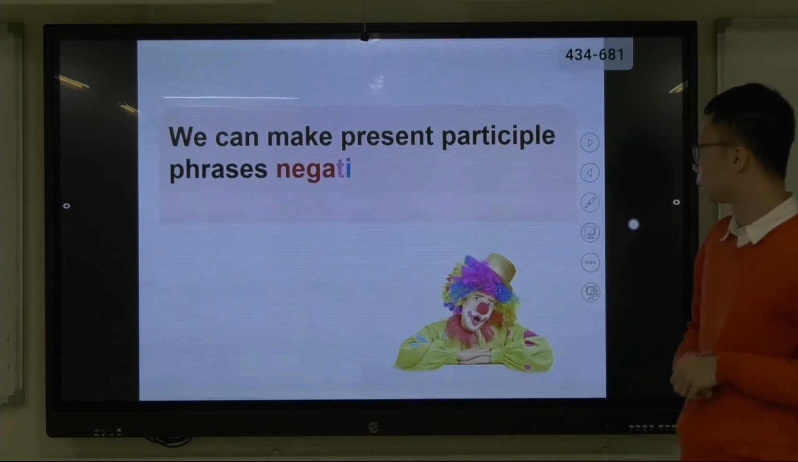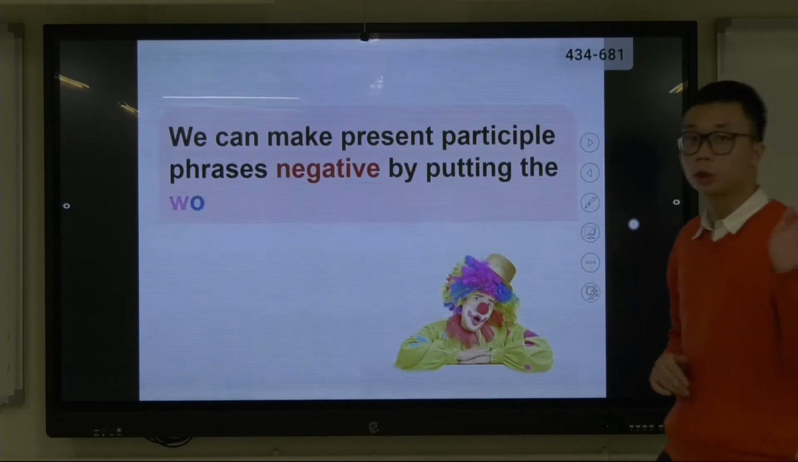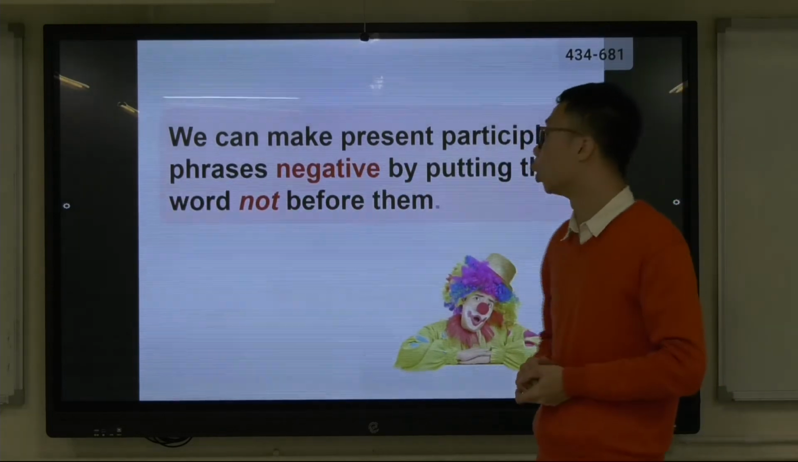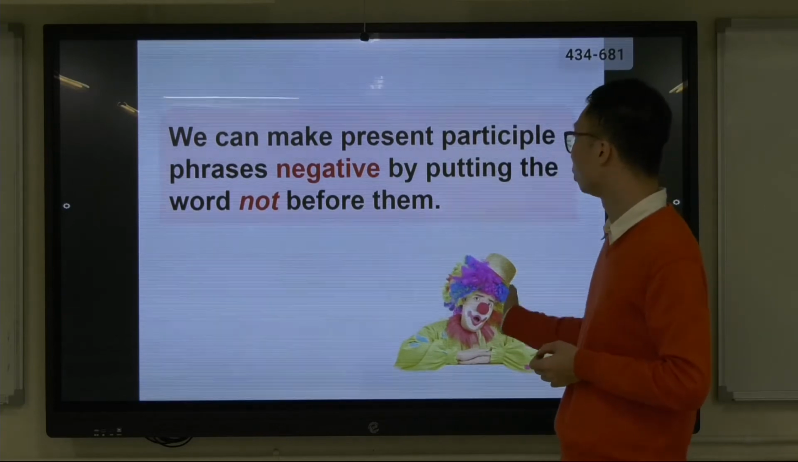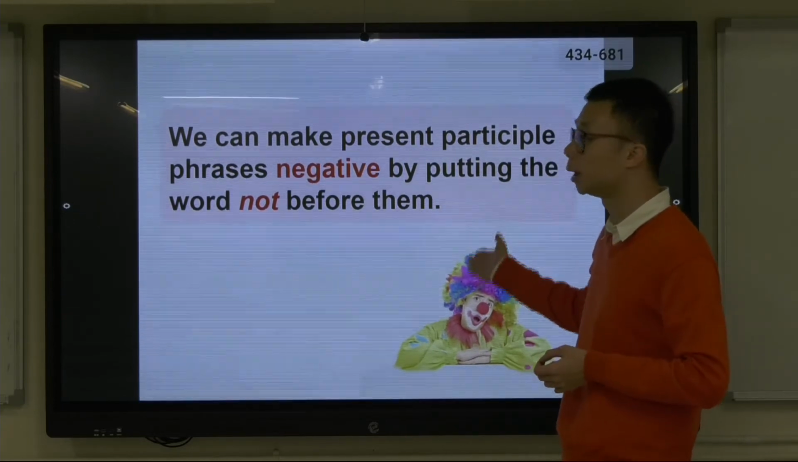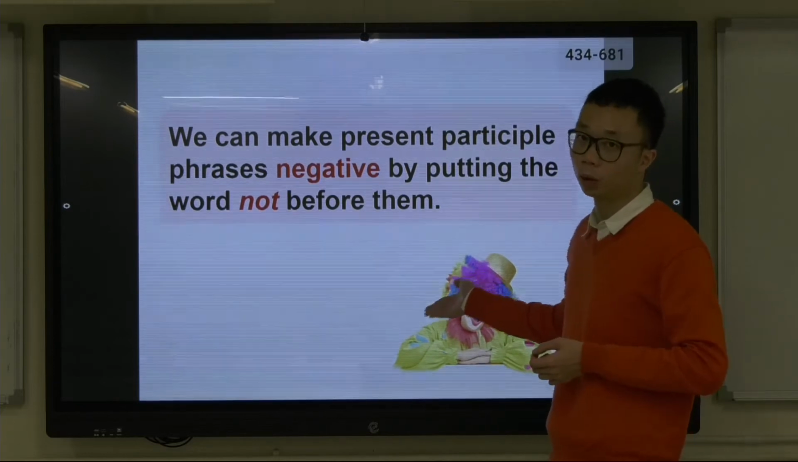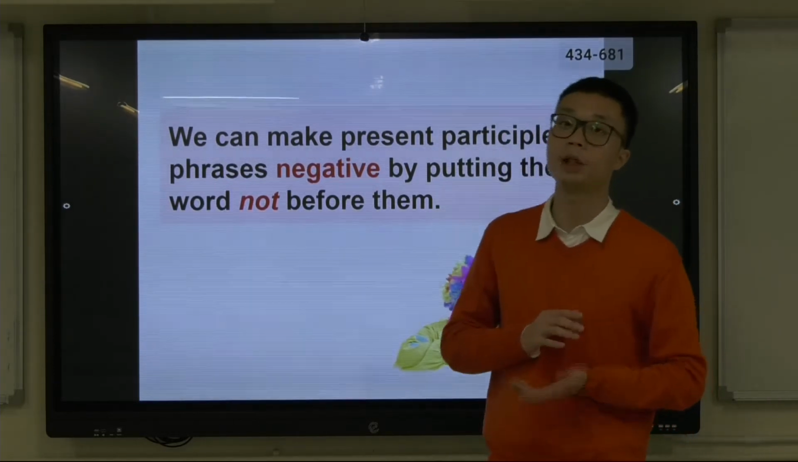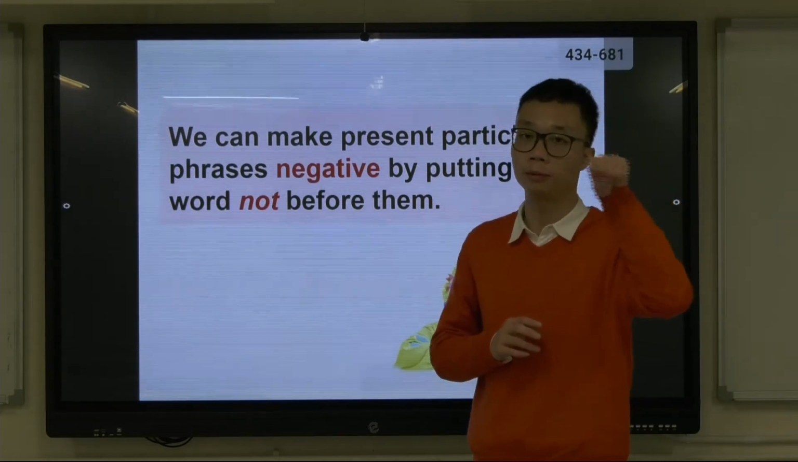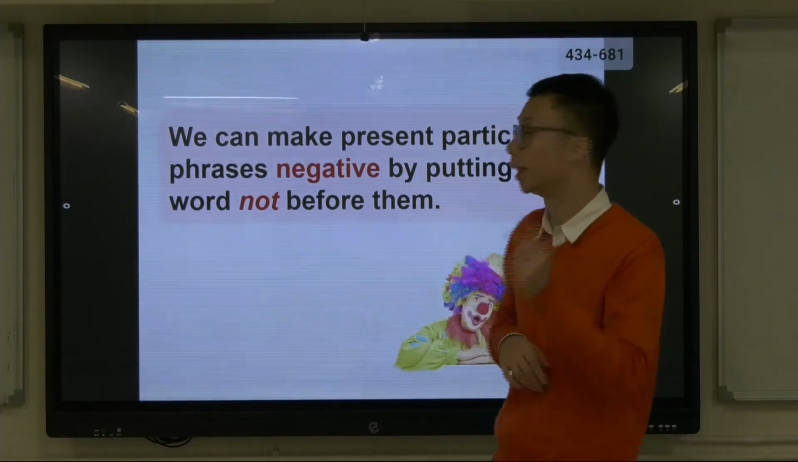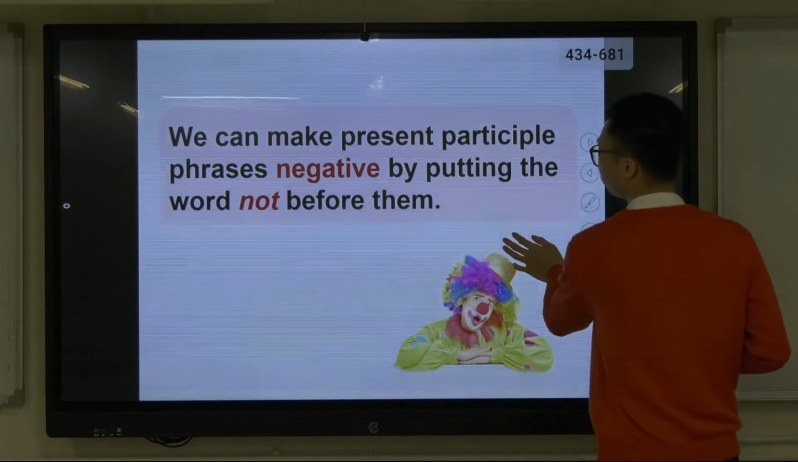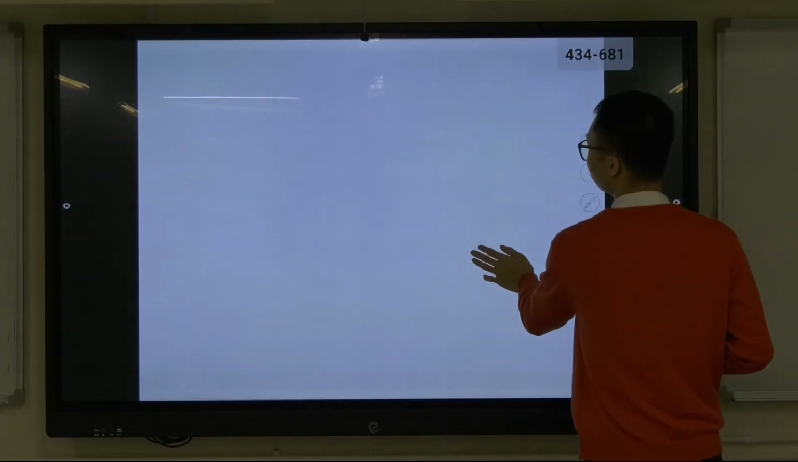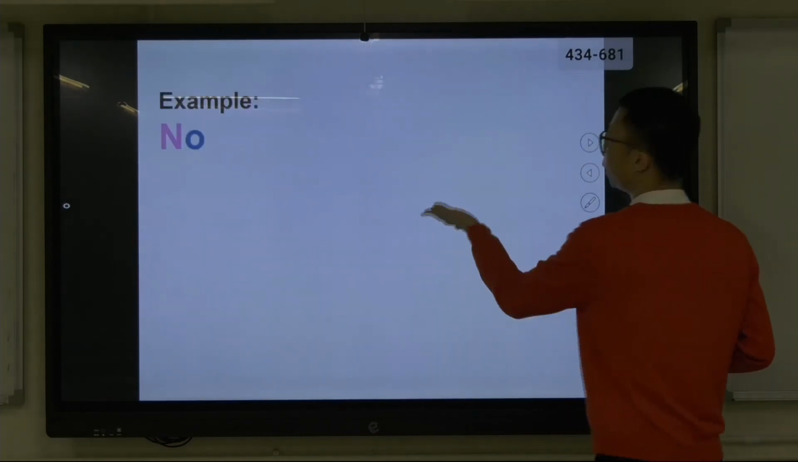Okay. And of course, just like every sentence, we can always make it into a negative form by putting the not before it. That means that if you want to make a negative form of a present participle phrase, make sure you put the word not in front of the verb and the ing one. So, here's an example.